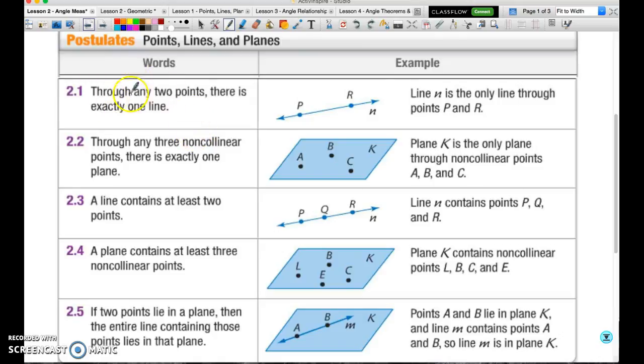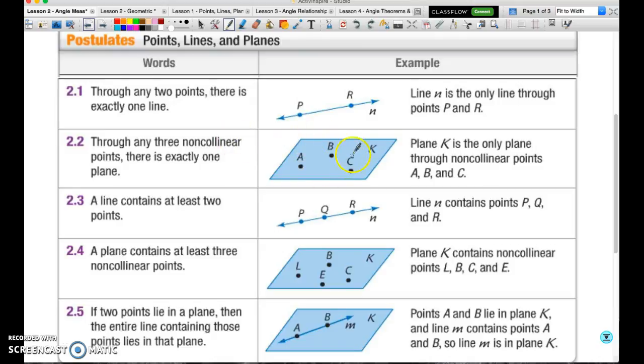Okay, so if we have 2 points floating around in space, if you were to join those with a line, they are joined with exactly 1 line. So through any 2 points, there's exactly 1 line. Through any 3 non-collinear points, there is exactly 1 plane.